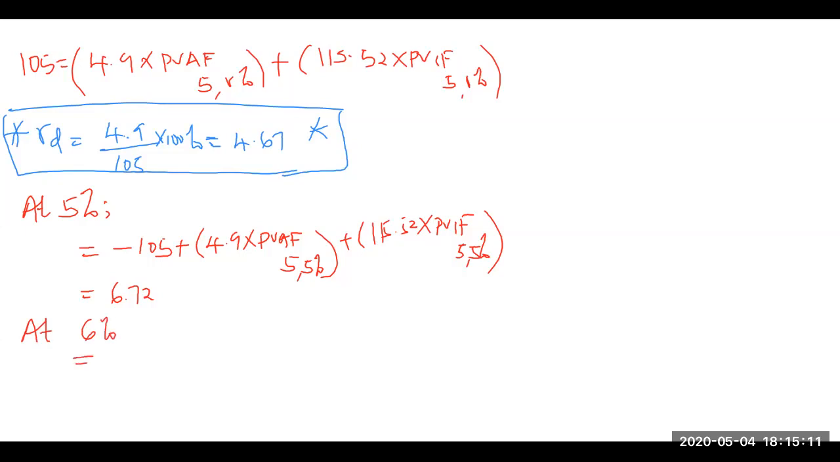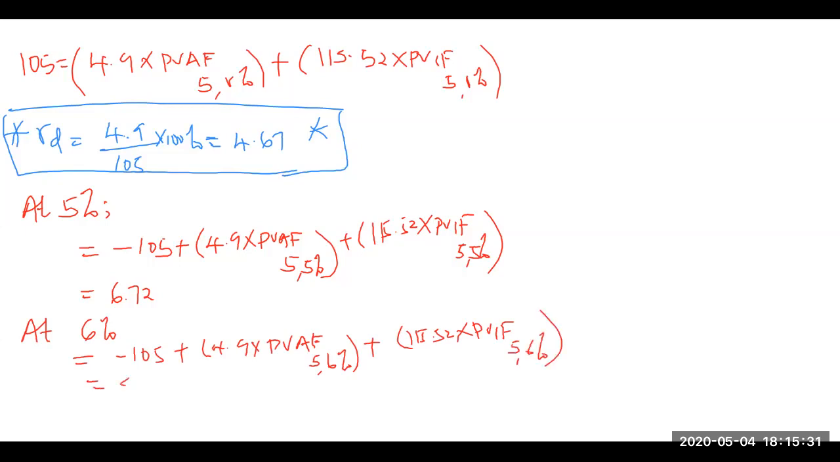At 6%, it will be equal to negative 105, plus 4.9 times present value interest factor, 5 years, 6%, plus 115.52 times present value interest factor, 5 years, 6%. What do you get? In case we discount the same cash flows, but now at 6%, you get how much? And we did get some answers here, and get 1.96. I suppose it's positive. Yes, positive.